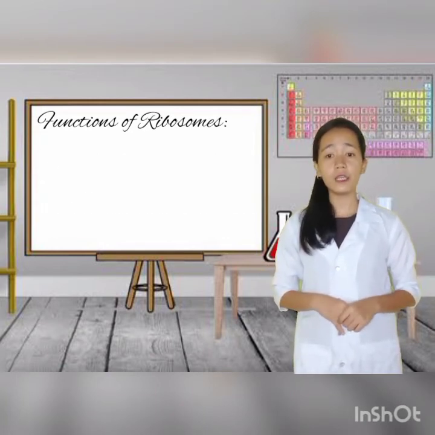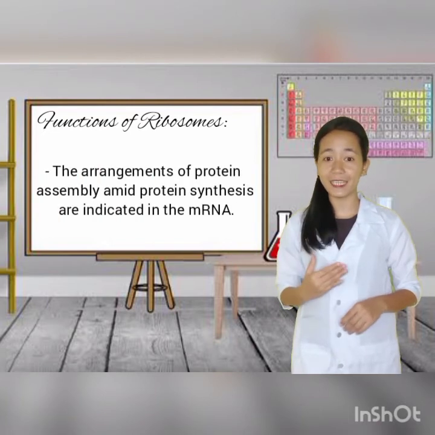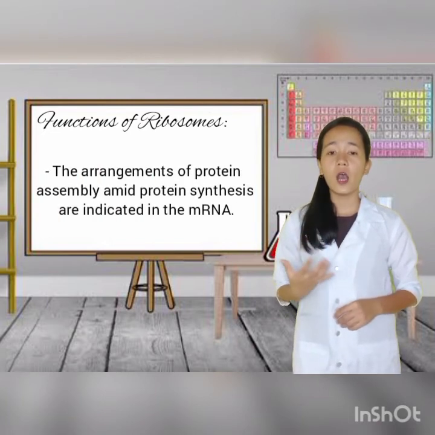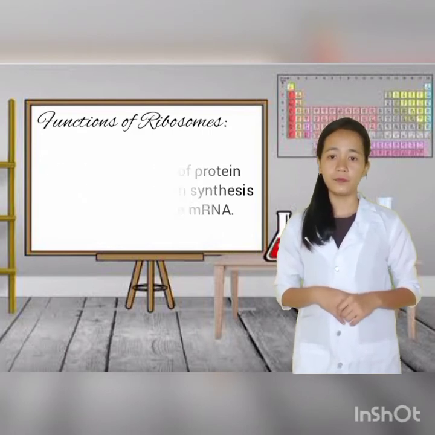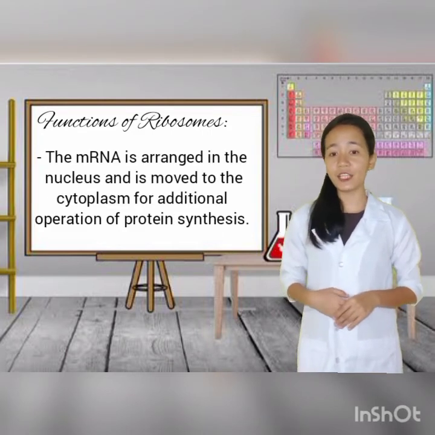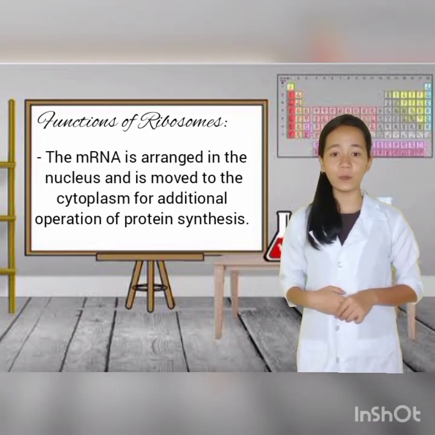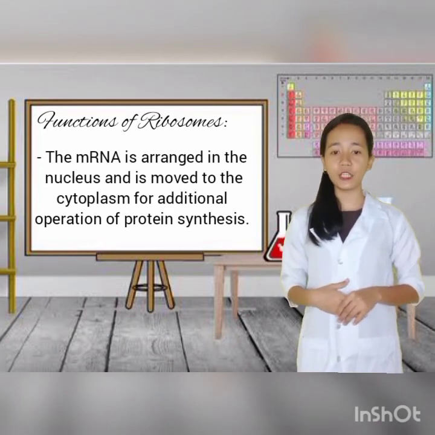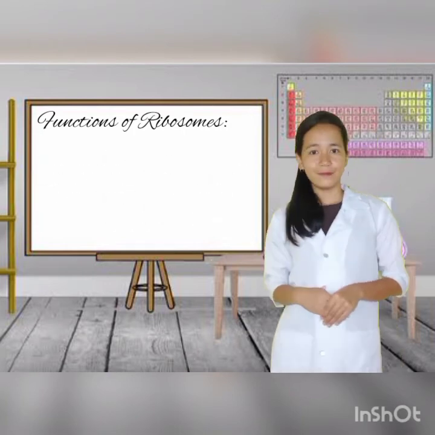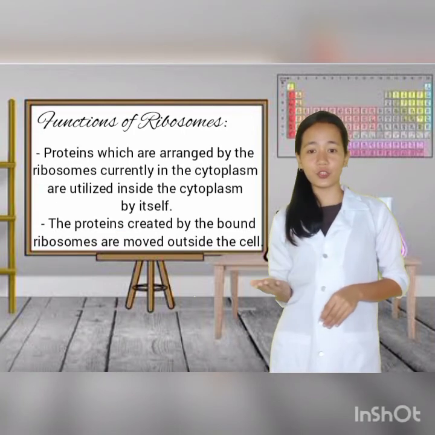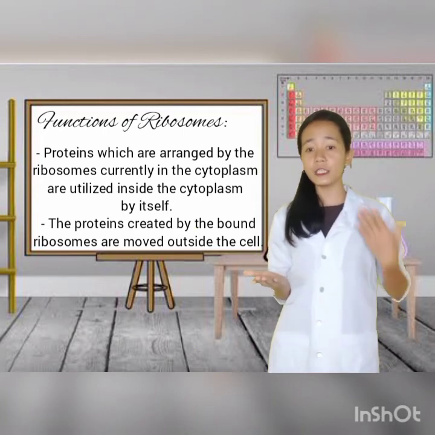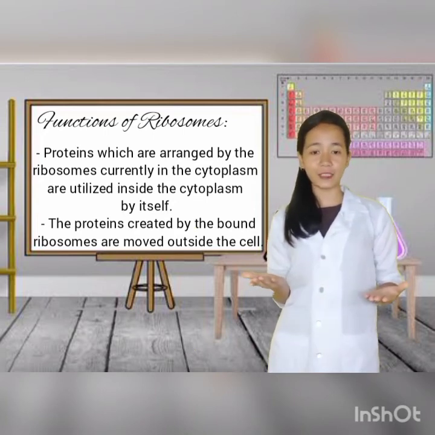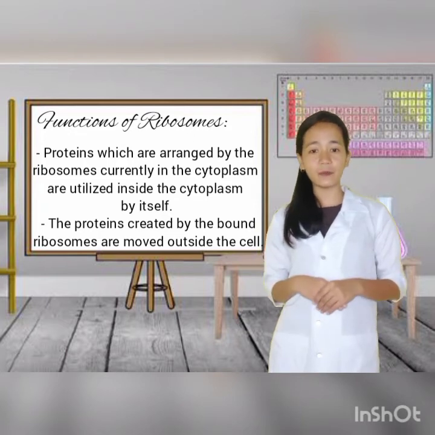So, also the arrangement of protein assembly amidst protein synthesis is indicated in the mRNA. The RNA is arranged in the nucleus and is moved to the cytoplasm for the additional operation of protein synthesis. Next, proteins which are arranged by the ribosomes currently in the cytoplasm are utilized inside the cytoplasm itself. The proteins created by the bound ribosomes are moved outside the cell.